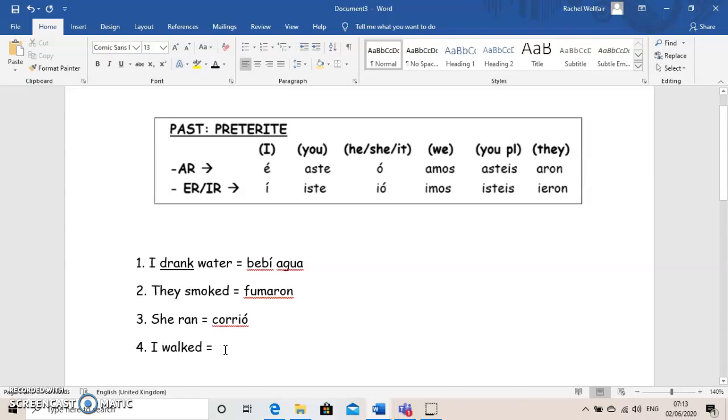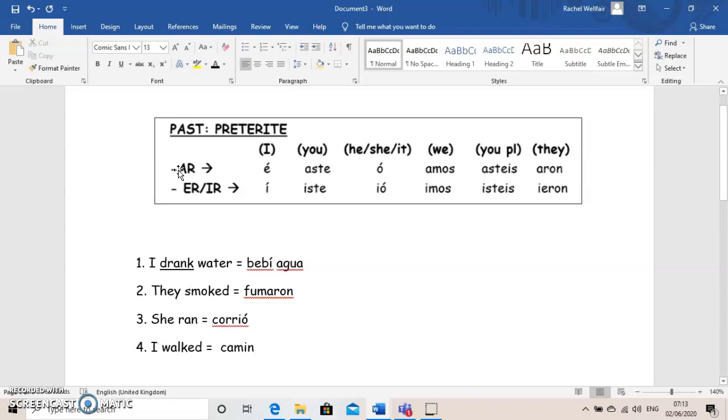And example number 4, I walked. Hopefully you should be aware of this process by now, but I'm going to go through it one more time, okay? So, I walked. Step 1, what's the infinitive? It is to walk. Caminar. Step 2, goodbye, AR. Take off my last 2 letters. Step 3, I'm looking in this line, not this line.